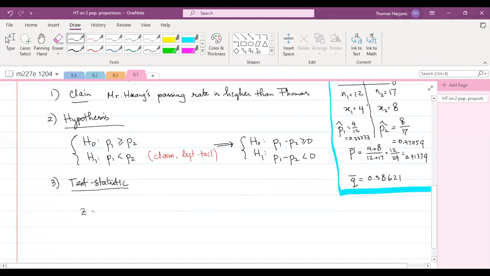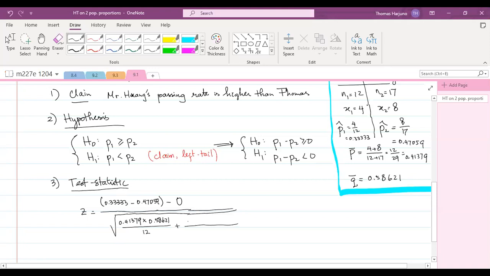Z is equal to P1 hat, 0.33333, minus P2 hat, 0.47059, minus P1 minus P2, that's minus 0, the constant in the null hypothesis, over the square root of, this is the painful one, 0.41379, that's P bar, times Q bar, 0.58621, over the sample size of the first one, 12, plus the same thing copy-pasted. So I need to extend the line over here. 0.41379 times 0.58621 over 17.